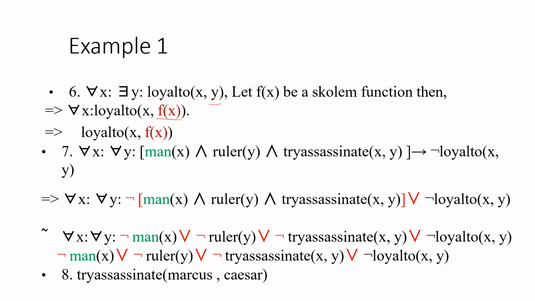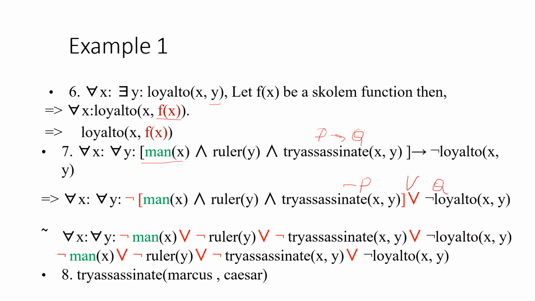Then next, for all x all y. So instead of person x, I am putting man x because we have a one clause we already discussed. Person x and man x both are same. And ruler y, try to assassinate x comma y implies not loyal to x comma Caesar. First we have to apply P implies Q. So here you can see not P. So not P means not man x and ruler y and try to assassinate x comma y all in bracket, and then or not loyal to x comma y. This is similar to not P or Q.